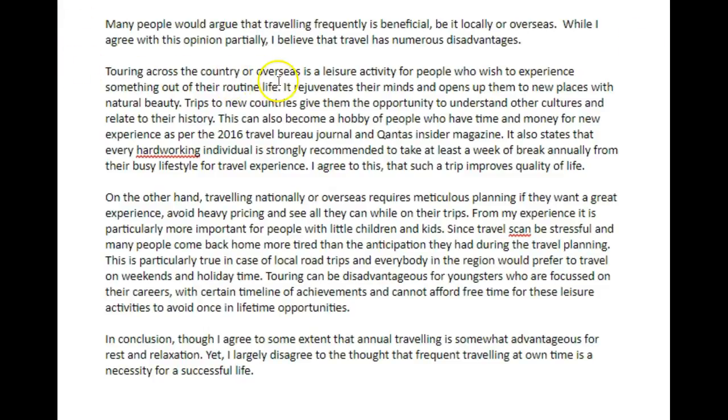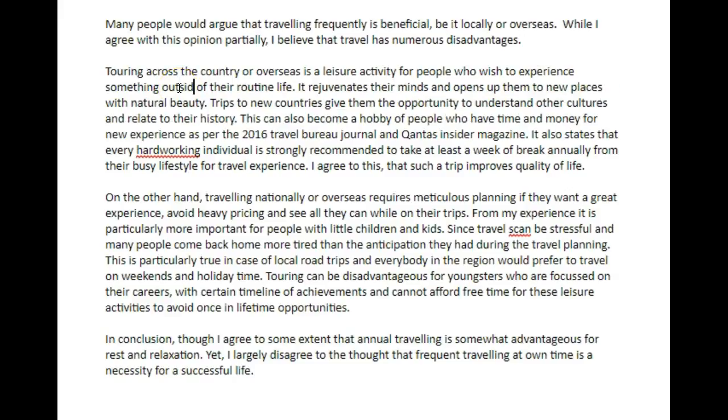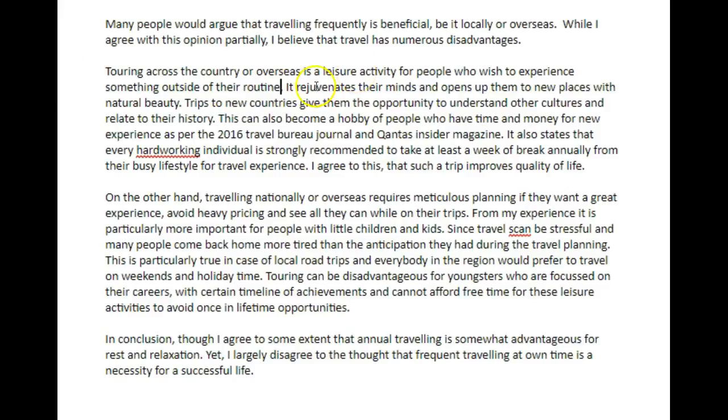So touring across the country or overseas is a leisure activity for people who wish to experience something outside of their routine. And I wouldn't use this, I would just say something outside of their routine. It rejuvenates their minds and opens them up to new places. It's not necessarily of natural beauty. It could be a range of places. It could be cities. Cities aren't naturally beautiful. Trips to new countries give them the opportunity to understand other cultures and relate to their history.